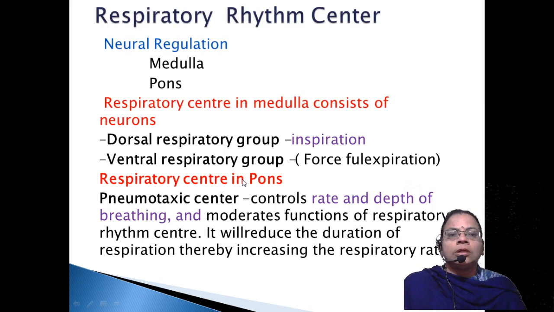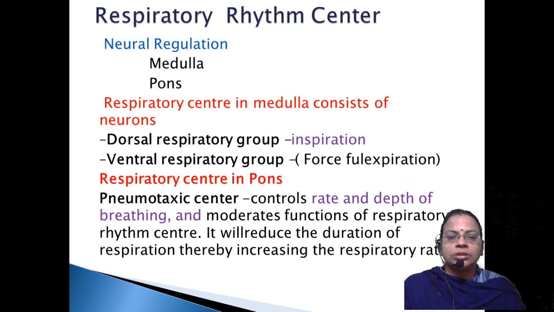The respiratory rhythm center in the medulla consists of neurons of two categories: the dorsal respiratory group, which regulates the process of inspiration, and the ventral respiratory group, which regulates the process of forceful expiration as well as inspiration. Then the respiratory center in the pons, called the pneumotaxic center, controls the rate and depth of breathing and moderates the functions of the respiratory rhythm center.